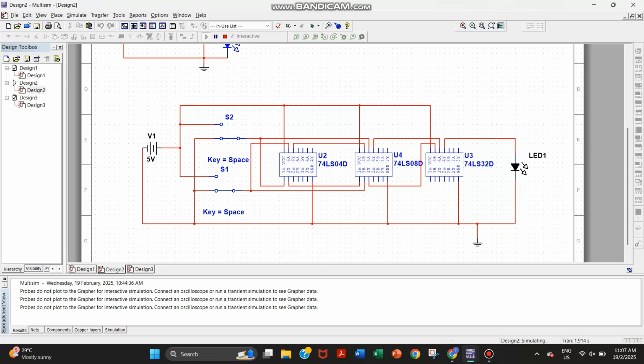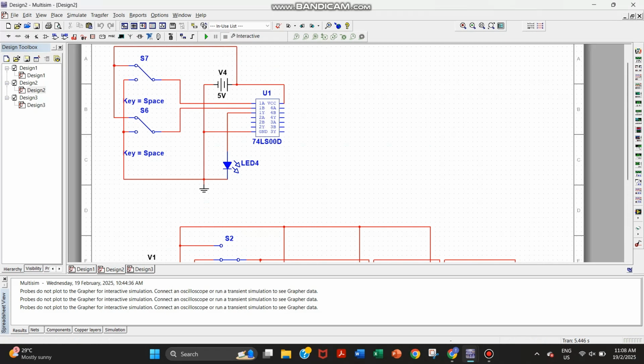For XOR, when both switches are the same, the output will be 0, but when both switches are different, the output will be 1 instead. So currently both switches are at 0 0, so the output will be 0, and when I switch it to 1 0, which is different, it will become 1, and when I switch it to 0 1, it will also be different and it will also become 1, and when both are 1, which is the same, it will become 0.